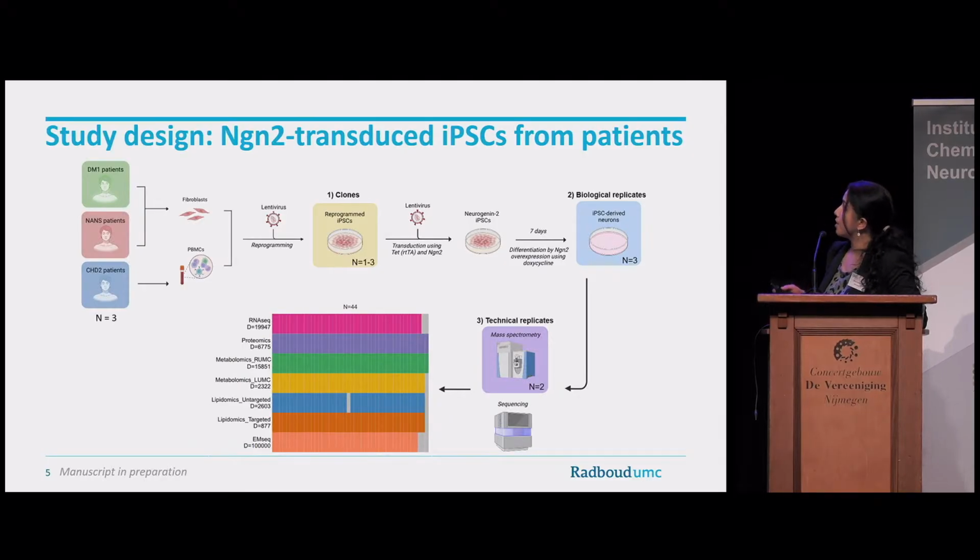In total, we had 44 samples and multiple omics layers: mainly whole exome sequencing, transcriptomics, methylation, targeted and untargeted lipidomics, untargeted metabolomics, which was measured at 2 different centers, one at our Radboud University Medical Center and the other at the Leiden University Medical Center, and the proteomics.